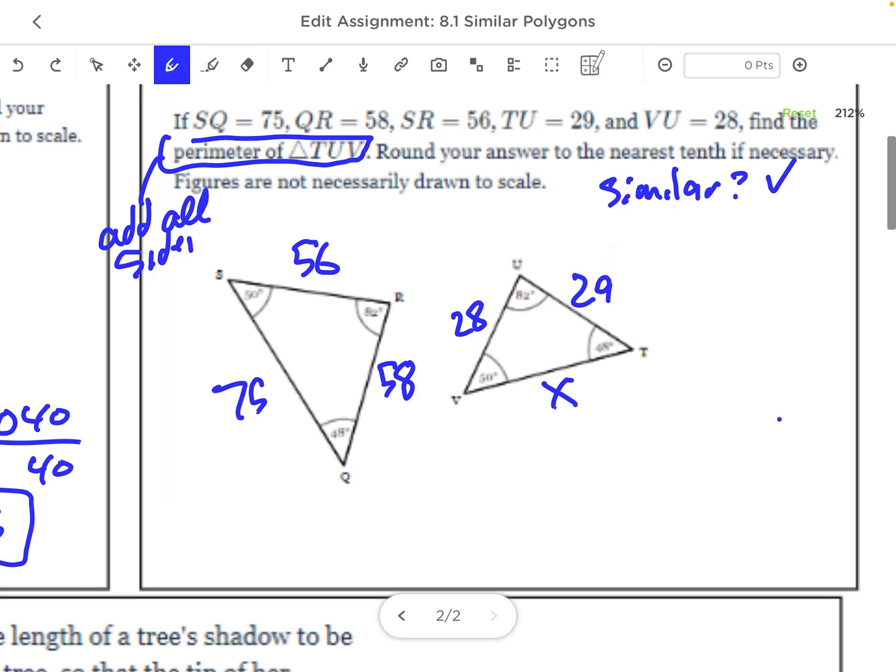Since they are similar, that means we can set up our proportions to solve this. So we know that's x, right, is what we want to find. So let's figure out which side corresponds with x. Pause the video and see if you can find out.